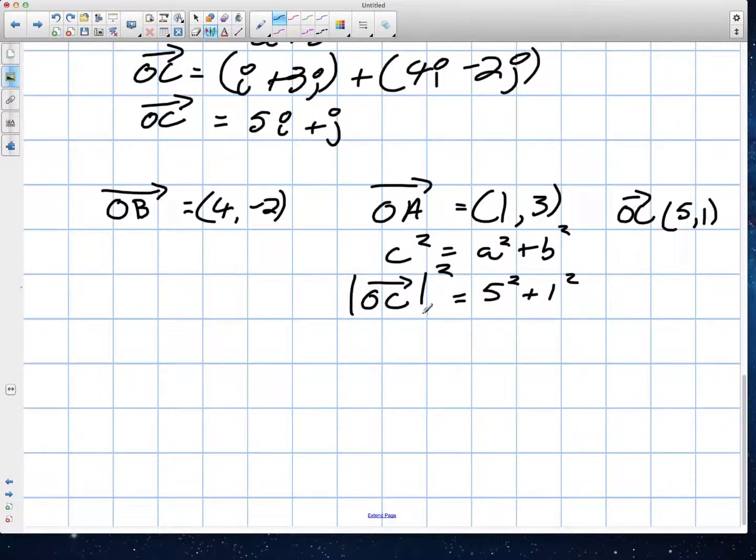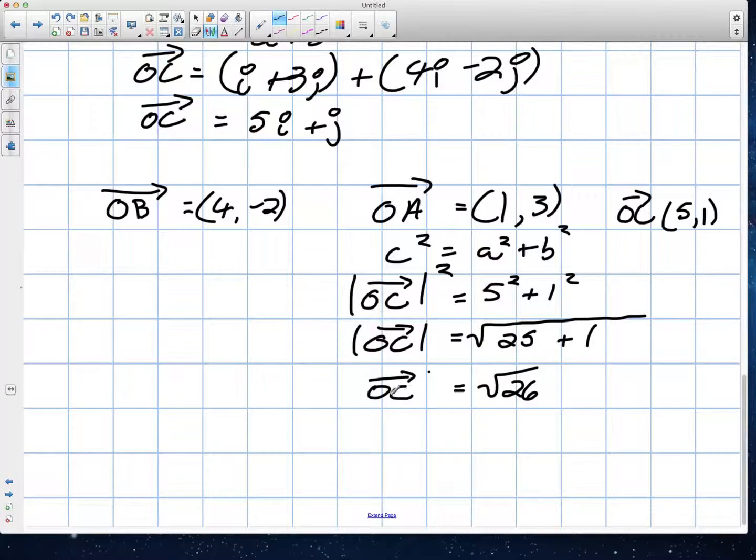Now, instead of having it as OC squared, I'm going to bring the squared over and make it square root. So the absolute value of OC, which is exactly what we're looking for, is equal to the root of 5 squared, which is 25, plus 1. So OC, or the magnitude of OC, the absolute value, is root 26. We're going to leave it as a root because when we put it in a decimal, it's far less exact when going through it. Okay.